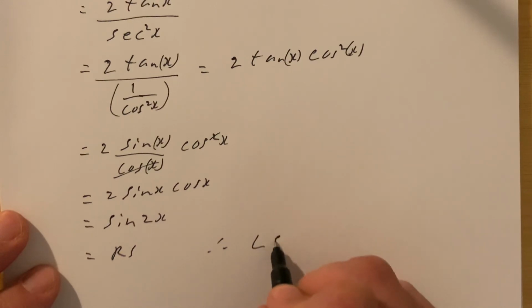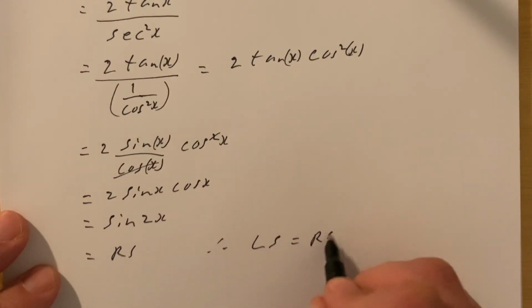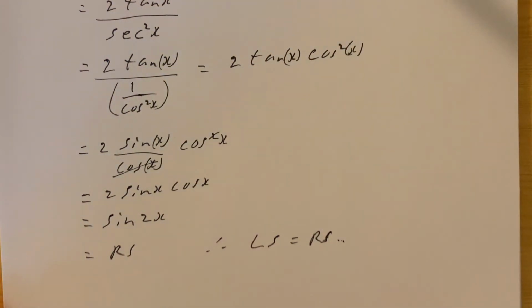Therefore, left side equals right side. And that's it for trig identities for 4U.